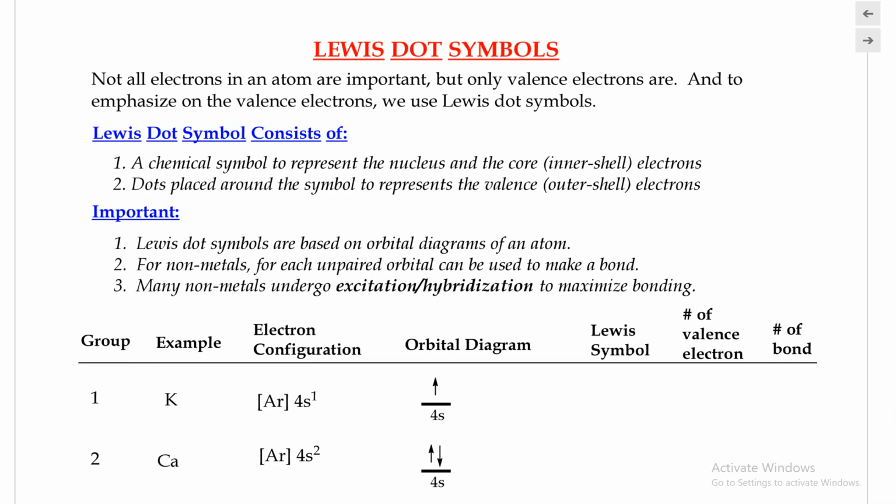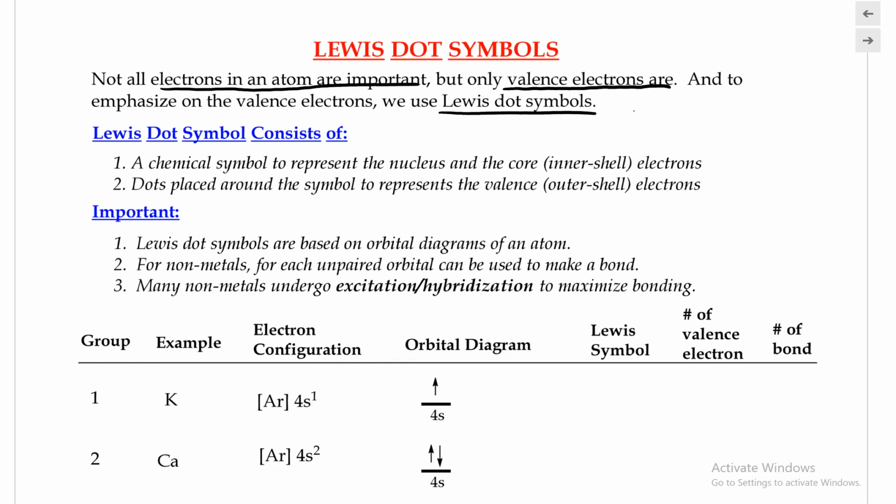In this video, I'll be discussing Lewis dot symbols, which is basically a tool that allows us to keep track of valence electrons. We know at this point that not all electrons in an atom are important, because when it comes down to chemical bonding, the valence electrons are the most important ones. Therefore, we need to emphasize the valence electrons, and by using the Lewis dot symbol, we can keep track and only focus on the valence electrons that an atom would have.